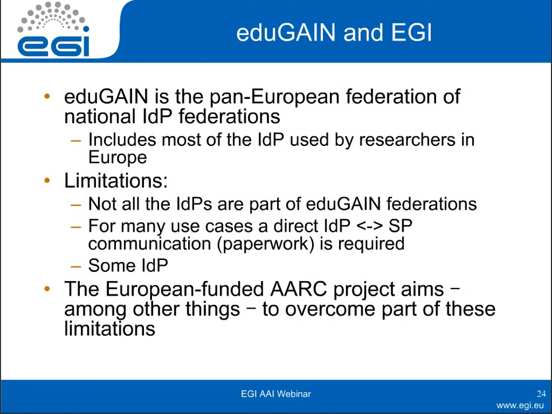So EduGain is the pan-European federation of national IDP federations. It includes most of the identity providers used by researchers in Europe. The national federations are handled by the NRENs mostly. There are still some limitations because not all the identity providers are part of the EduGain Federation. This can be, let's say, probably easily solved. But for many use cases, we will still need to have a one-to-one communication between identity providers and service providers.